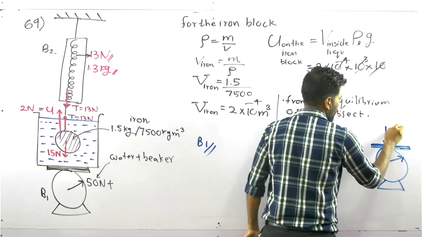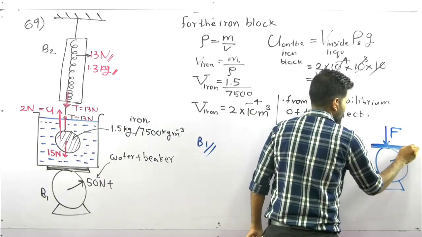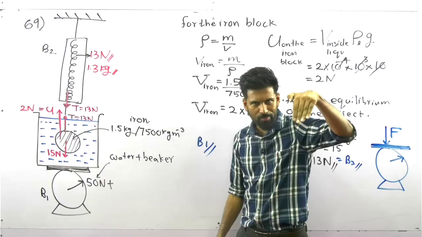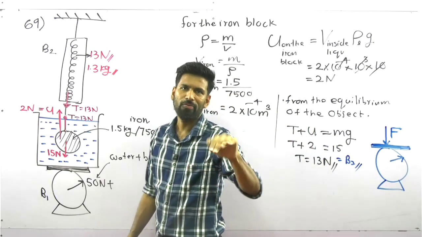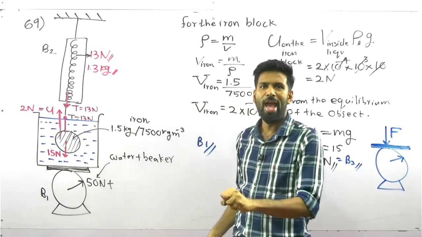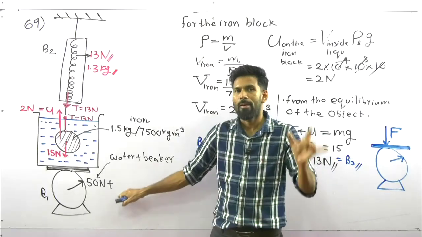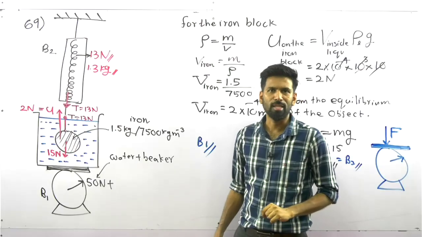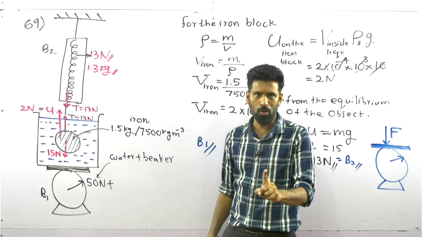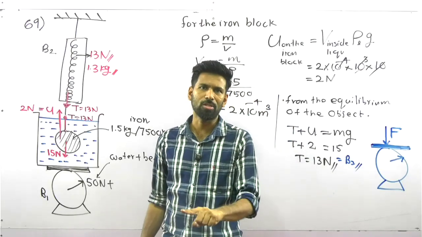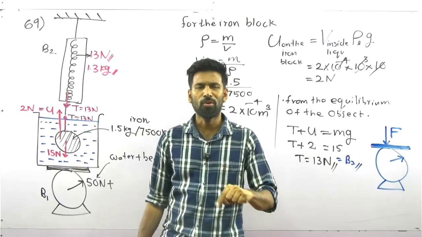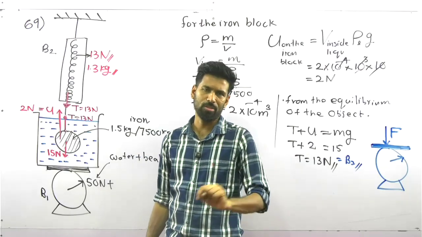Always, the reading of a table balance is the downward press acting on the plate of it. The downward press is equal to the water weight and the beaker weight, 50. But there's another special thing. From Newton's third law, there's always an opposite force created when one force is created.